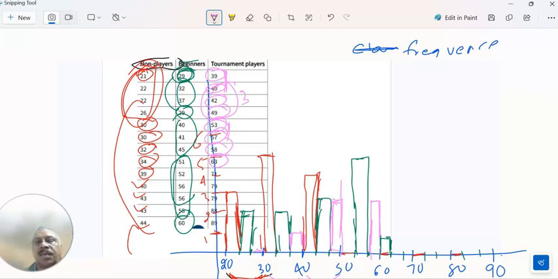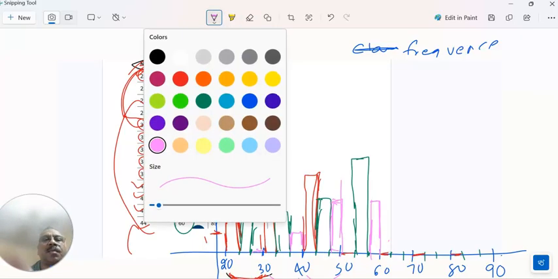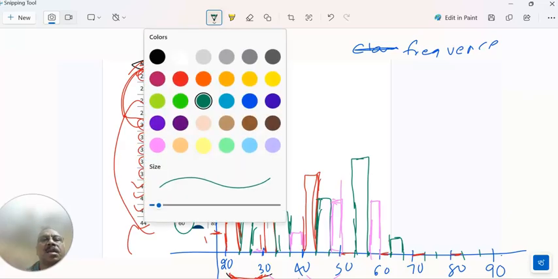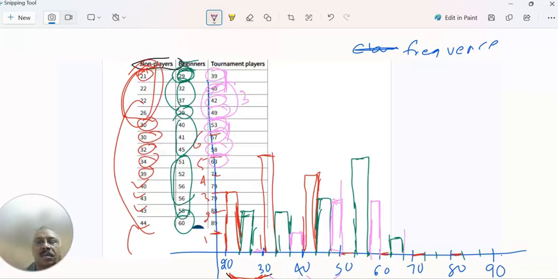made a slight mistake. This green color should have been here. One. And then the pink color is, this goes till 3. I mean, 60 is, sorry, just a 1. This is 1.